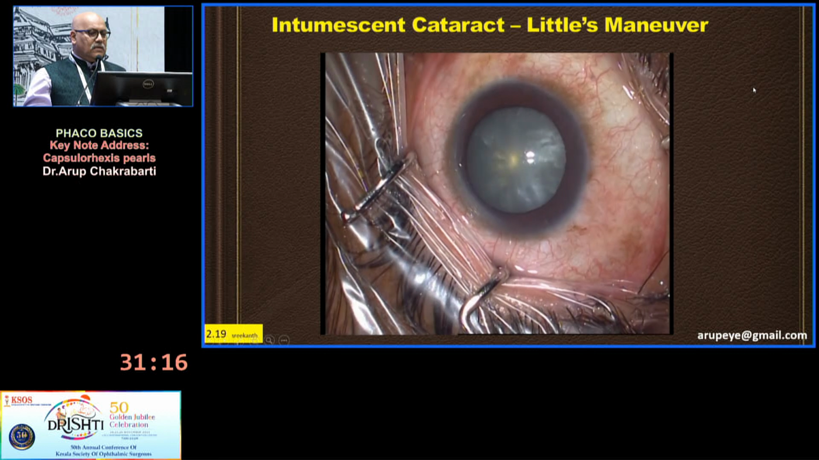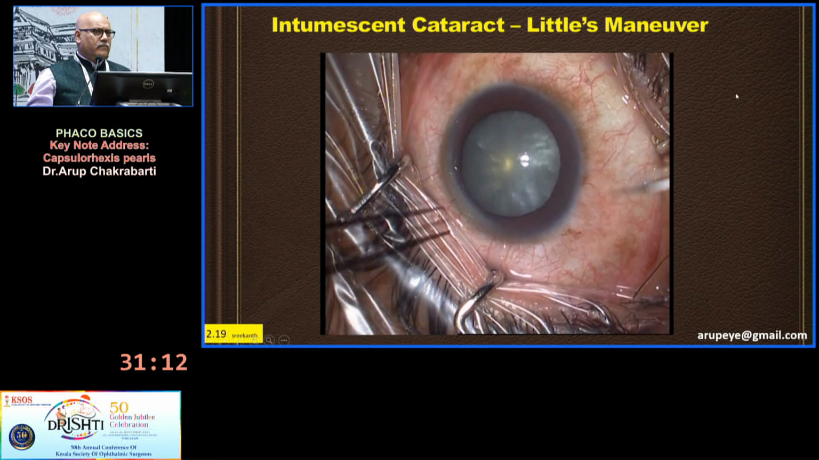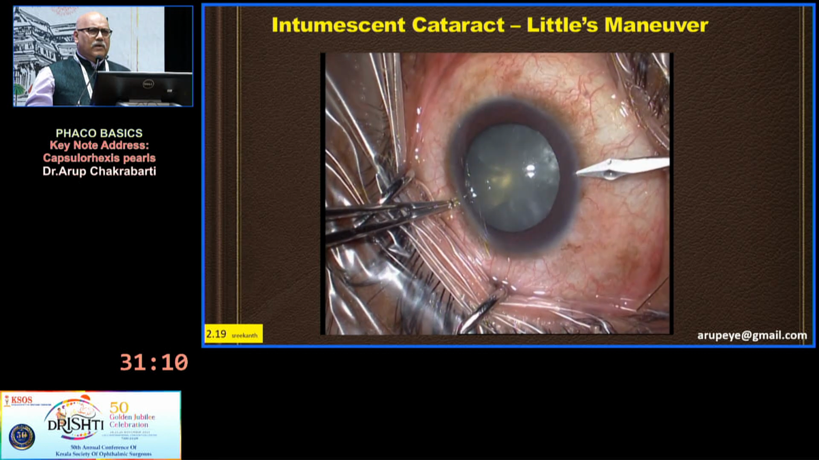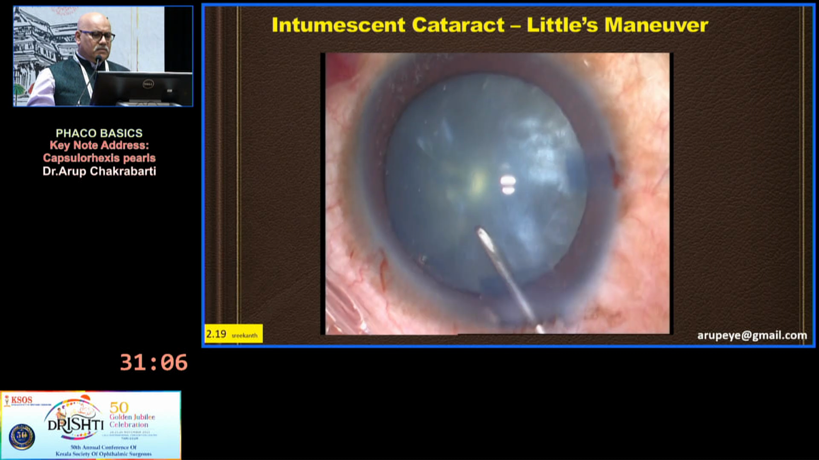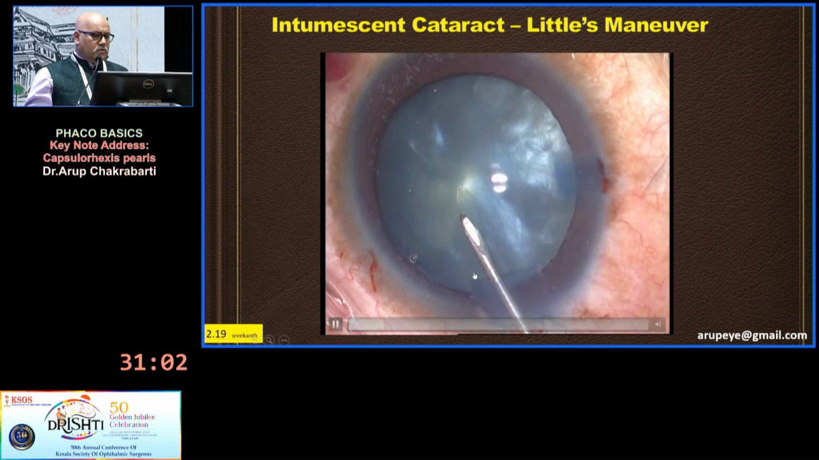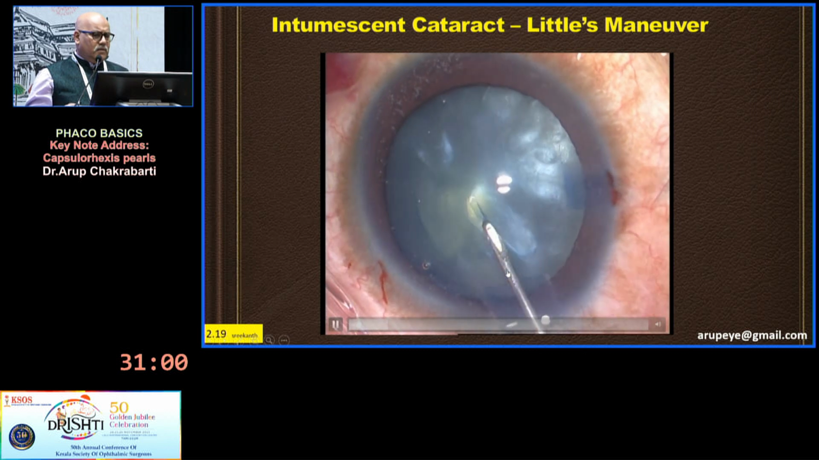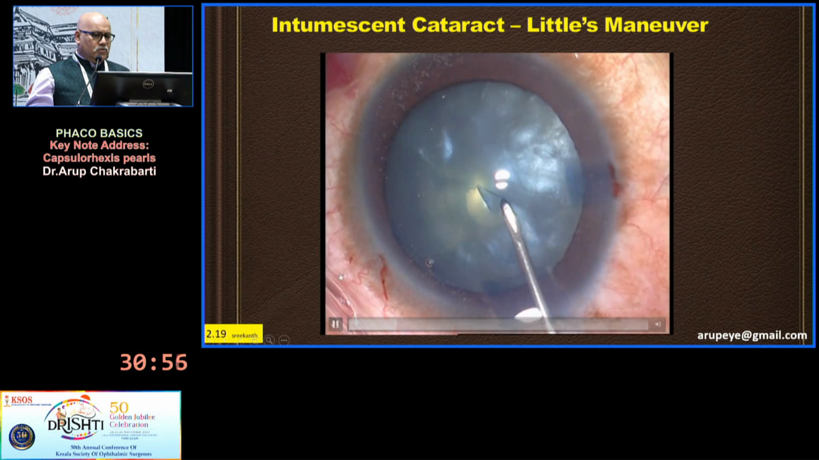Now this was another case where this shows the classical Little maneuver. This is a technique which Brian Little has described. We have done many courses together at various international meetings. So here, the primary rhexis goes on pretty well. There's leakage of fluid, the water cleft and vacuoles that is happening. So that is to be expected.